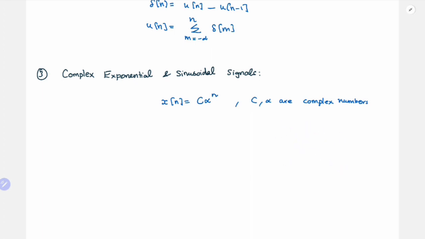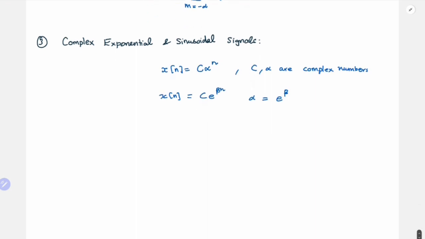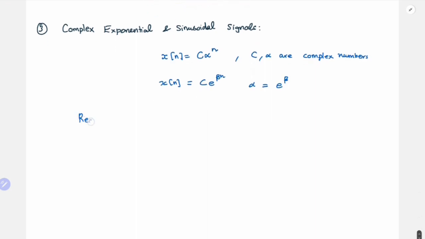If you want, we can also represent it as some c e power beta n, such that alpha is equal to e power beta. This is always possible to write. Okay. So you can have real exponentials. So in that case, your c and alpha are real.